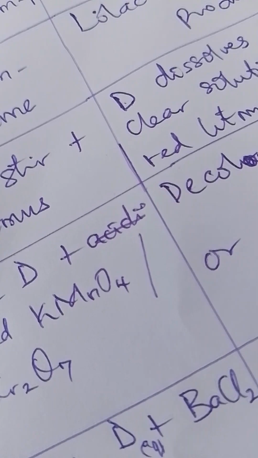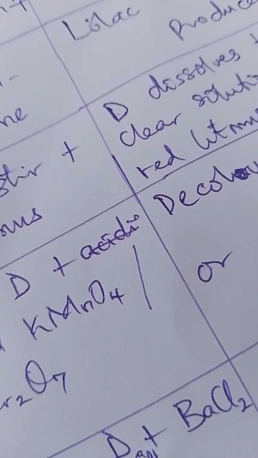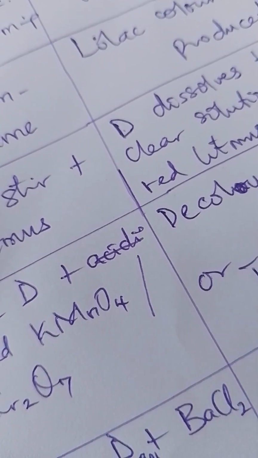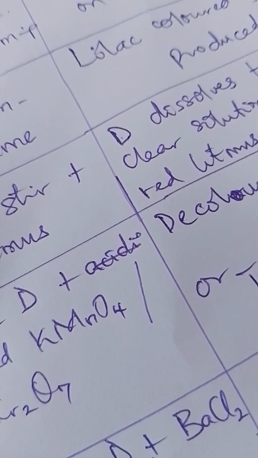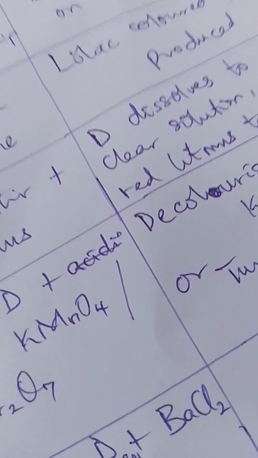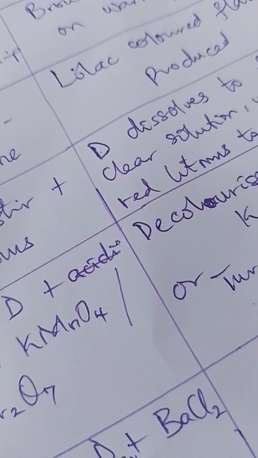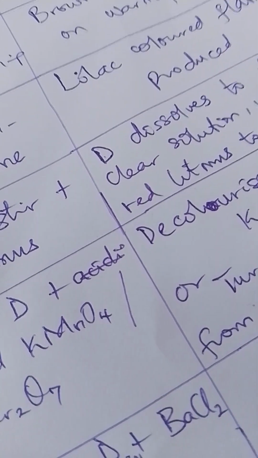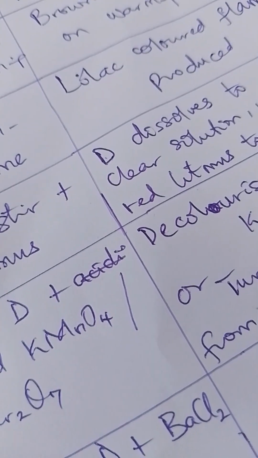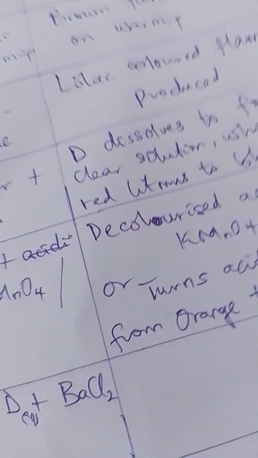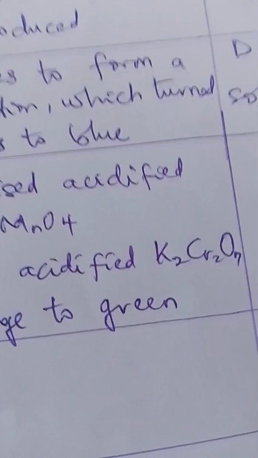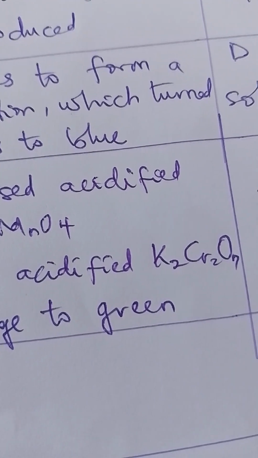So if it is to be K2Cr2O7, you are going to discover that because the K2Cr2O7 color is orange, you now see that it will turn that orange color to green. So we say turns acidified K2Cr2O7 from, I hope this English is correct, from orange to green. That means it turns the color from orange to what? To green. And what does that mean? It means that sample D is a what? A reducing agent.